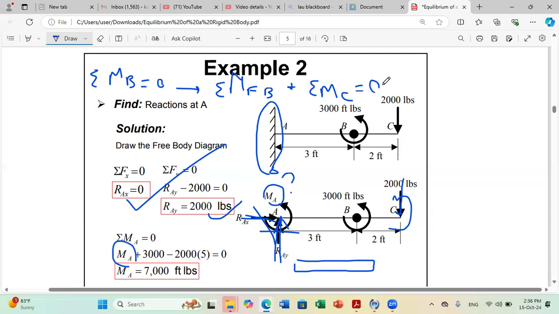If I look at my figure, if I do sum of moments about B, what are the forces doing a moment about B? First, RAX is passing by B, no moment. For RAY, I have a moment about B. To get the moment of RAY about B, I have a perpendicular distance of 3. If I consider the positive direction to be clockwise, this force is doing a clockwise moment. So I put plus RAY times 3.